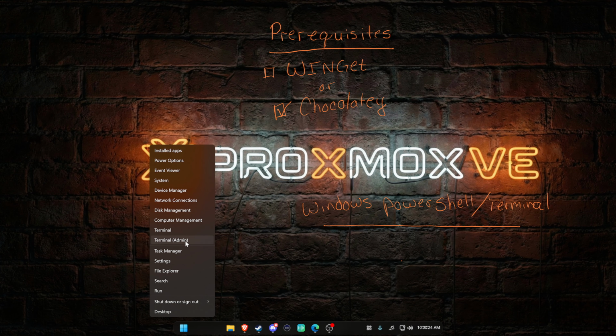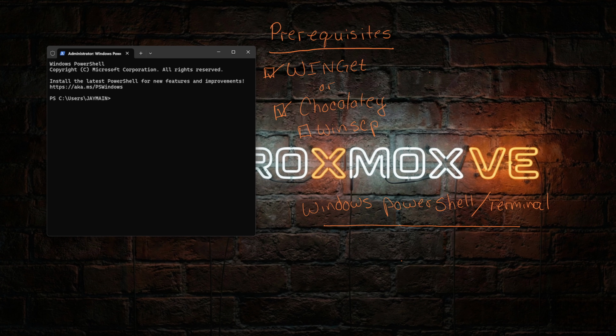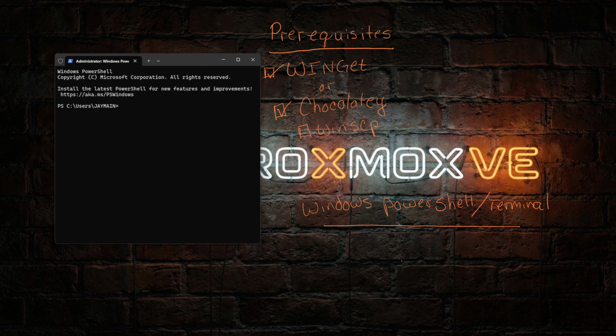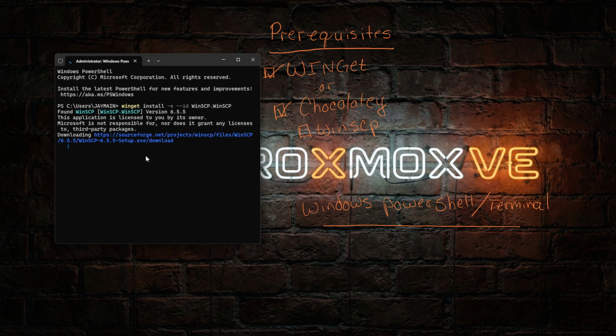Right click on the start menu, terminal admin. Yes. Next, we're going to install WinSCP. For this purpose, we're going to use winget to install WinSCP. Go ahead and copy and paste the winget install for WinSCP. Hit enter. You'll see that this is all loading, and then you'll see a little bar that comes across for an install. Installing setup and successfully installed.